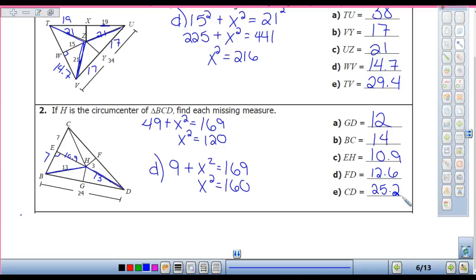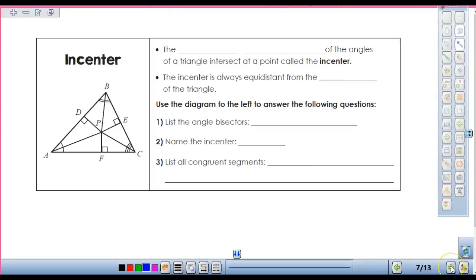Okay, horrible? Yes. Well, we're also going to throw on incenters. Circumcenters dealt with perpendicular bisectors. Incenters deal with angle bisectors. A little different this time: instead of being equidistant from the vertices, it's going to be equidistant from the sides.